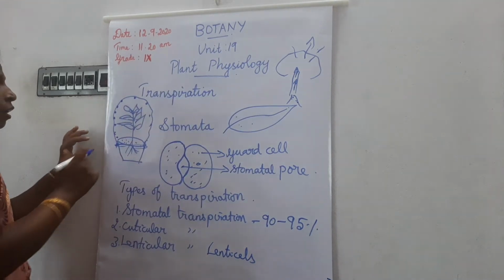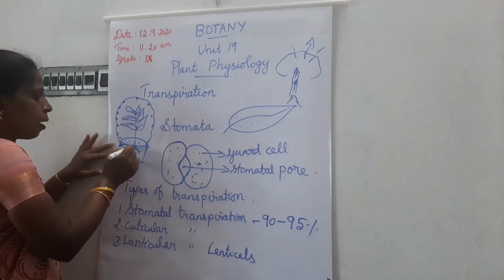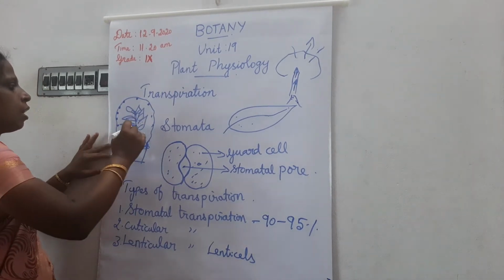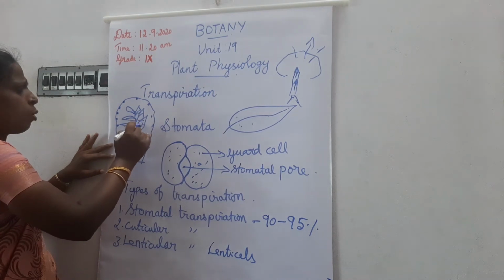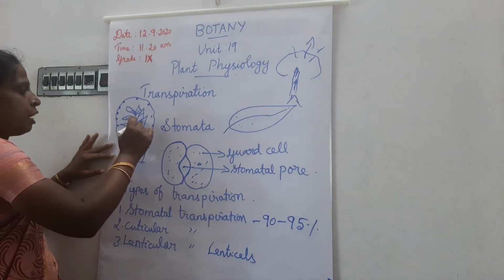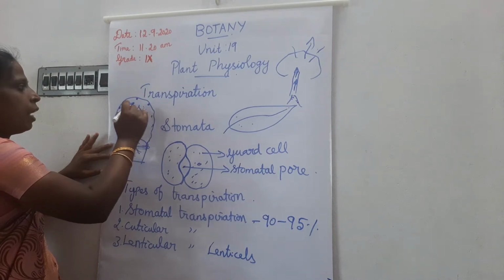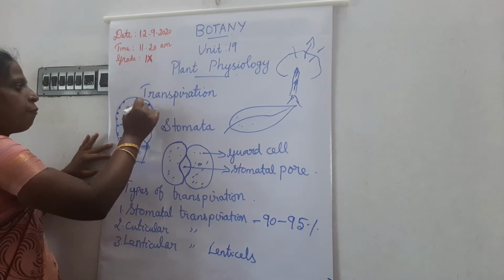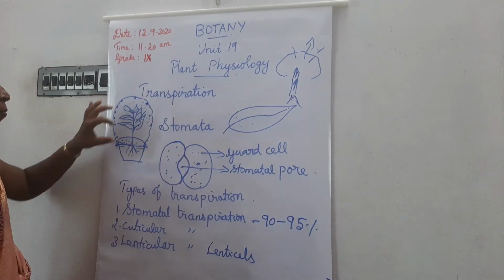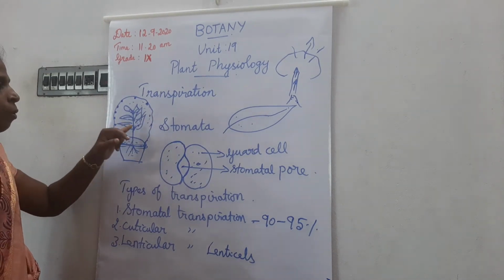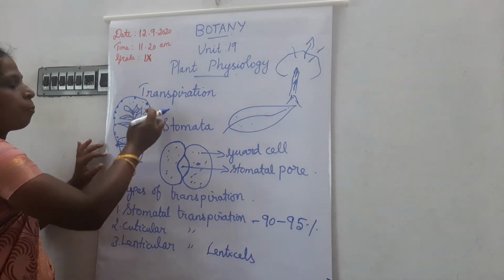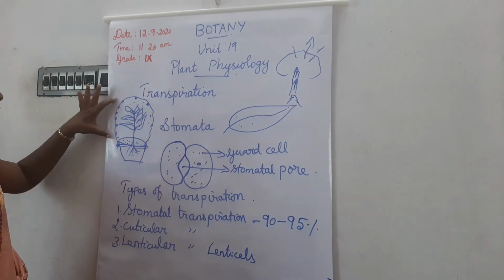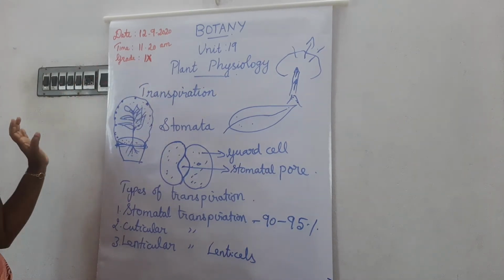How did this happen? See, the root absorbs the water from the soil and it reaches the aerial parts. Through this stomata, the water may get evaporated in the form of water vapor and released here, and the water vapor condenses and forms a water droplet. So this experiment proved that water evaporates through the stomata in the leaves. That is the experiment for transpiration.